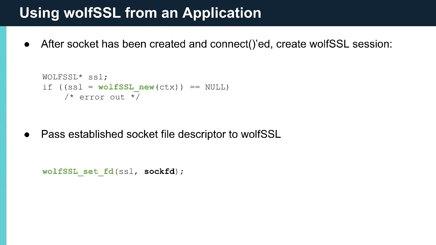After that, your application is going to create a socket, connect the socket, and then you'll create a new wolfSSL session for that connection using wolfSSL_new. This creates the WOLFSSL structure and returns a pointer to it. If you're using TCP/IP with sockets, you'll pass the socket descriptor to wolfSSL using wolfSSL_set_fd. At that point, wolfSSL will essentially use that socket descriptor for sending and receiving data internally.